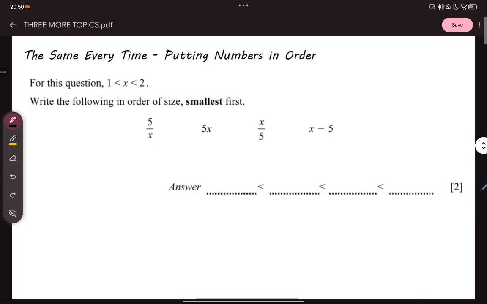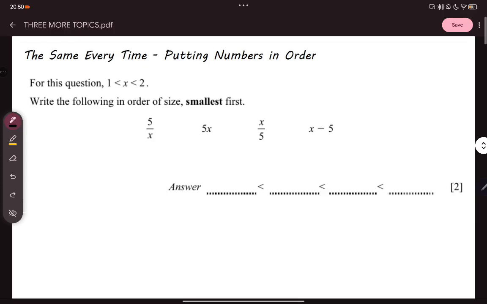So these last two questions that I'm going to do in this particular set are the same but different. So see what's going on here. We've got an algebra thing going on here, haven't we? So for this question, 1 less than x less than 2. So they're telling us that x is some number between 1 and 2. But because these are actual inequality signs, they don't have the equals part on. The 1 and the 2 are not included. It's a less than and a less than, not a less than or equals and a less than or equals. So x cannot be 1, x cannot be 2.